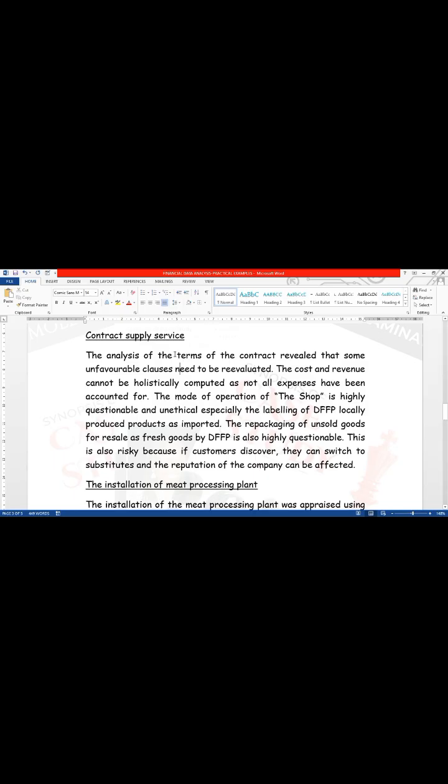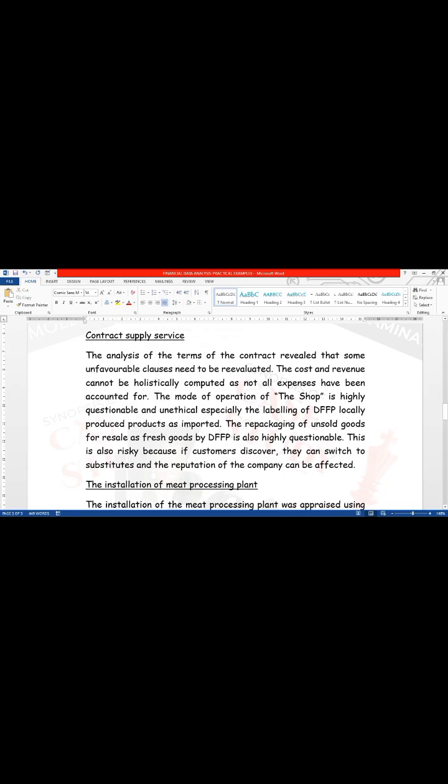So, contract supply service. The analysis of the terms of the contract revealed that some unfavorable clauses need to be re-evaluated. Assessing the contract now, there are some clauses that will need to be re-evaluated because there are so many uncertainties around the contract. We're not really told word for word what the revenue is. We're not really told what the cost is. So many terms need to be evaluated because there are so many unfavorable clauses. Do you understand?